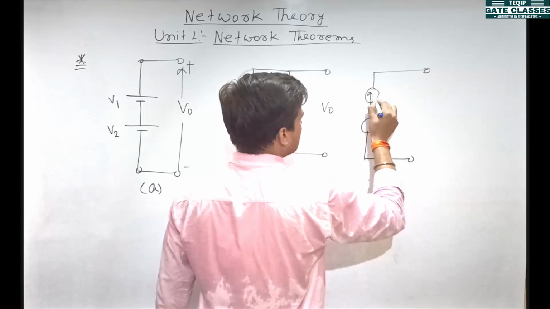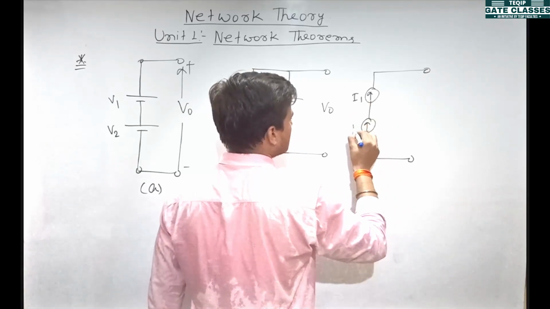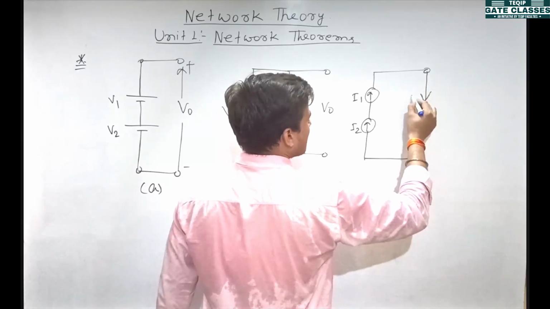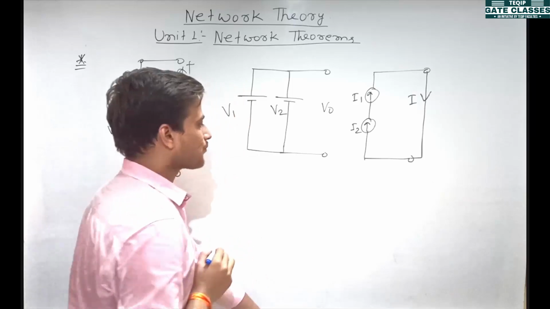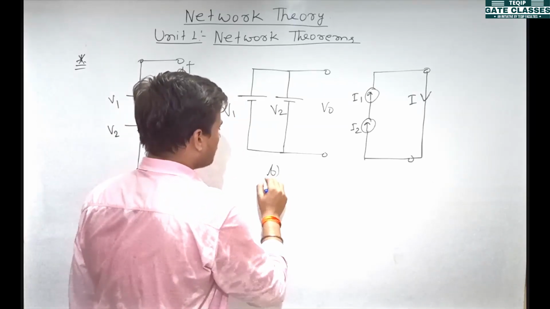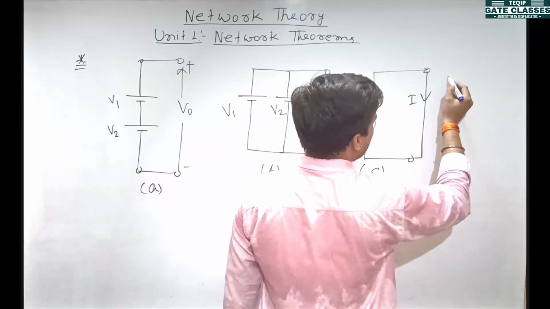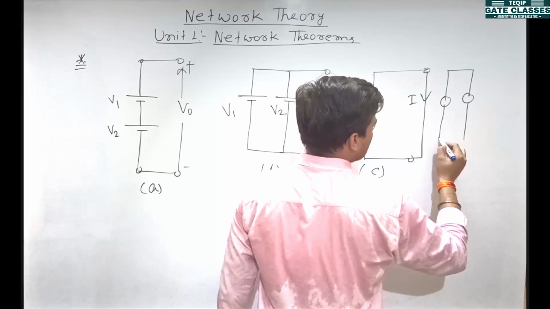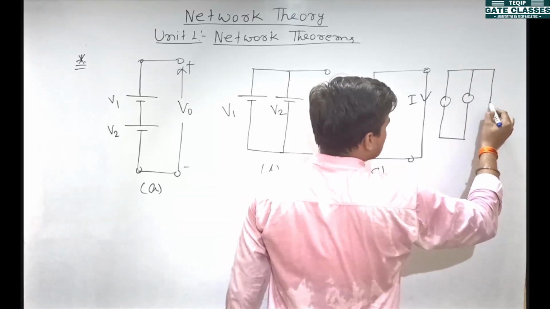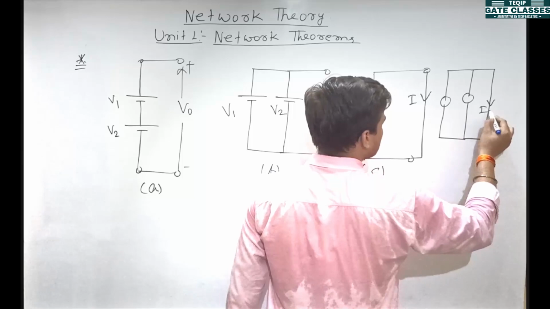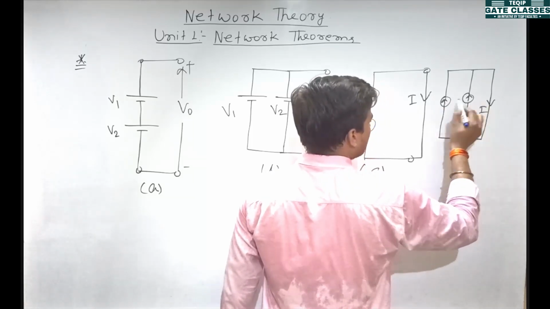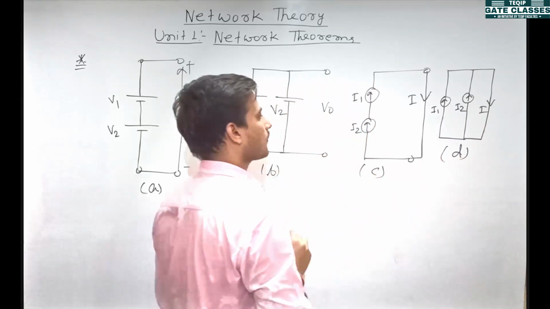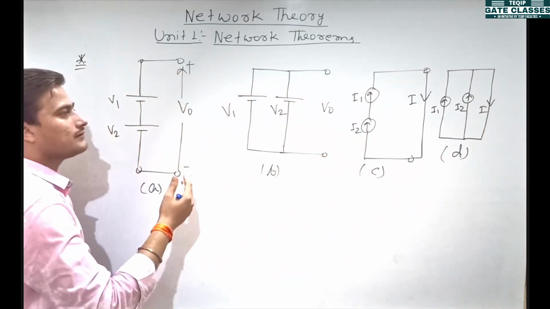Next, you will be given two current sources, I1 and I2, in series. The terminals will be shorted. You will be asked to find the current I. This is circuit C. And at last you will see two current sources in parallel. You will be asked to find the current flowing through this branch, I. This current is I1, this current is I2. This is figure D. Now we have to see how to solve these circuits.